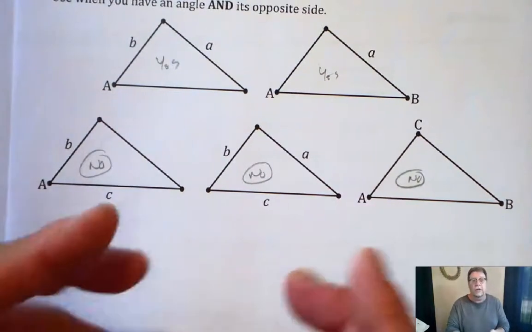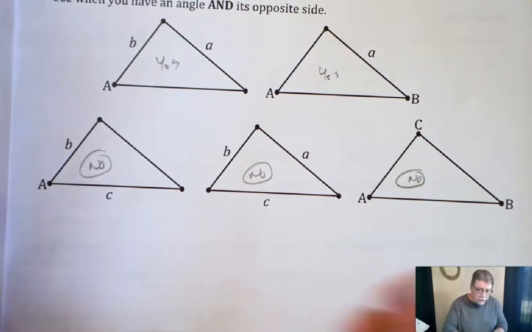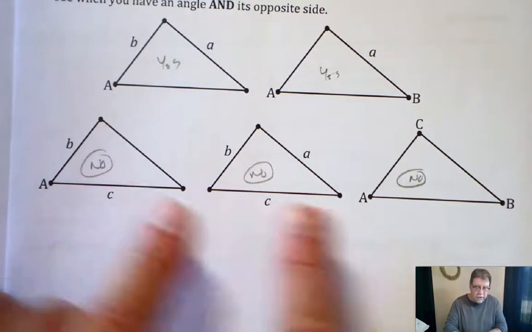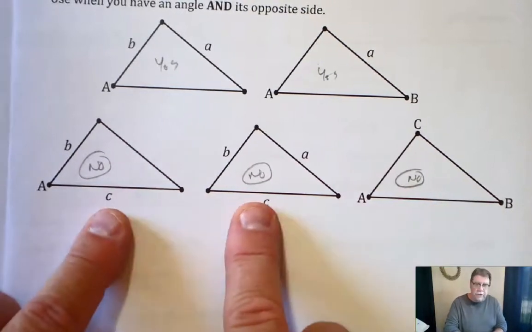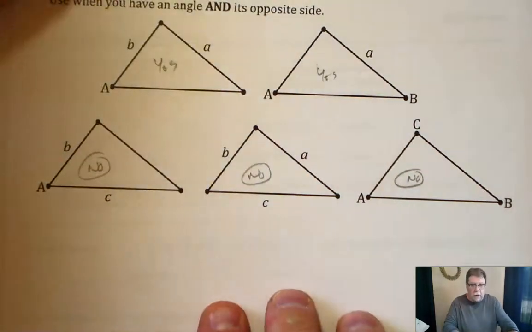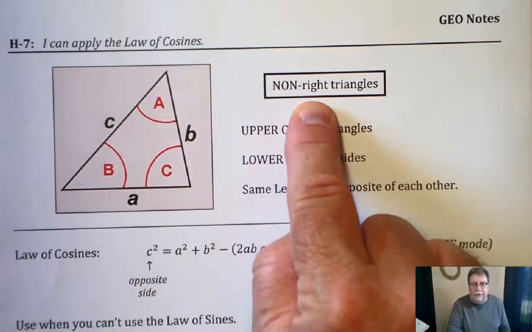And so, could we use the law of cosines? And the answer is yes, we can use the law of cosines in certain situations. These are the two situations. This one we cannot use either of them, but these two situations we can use the law of cosines. So again, this is going to apply to non-right triangles.